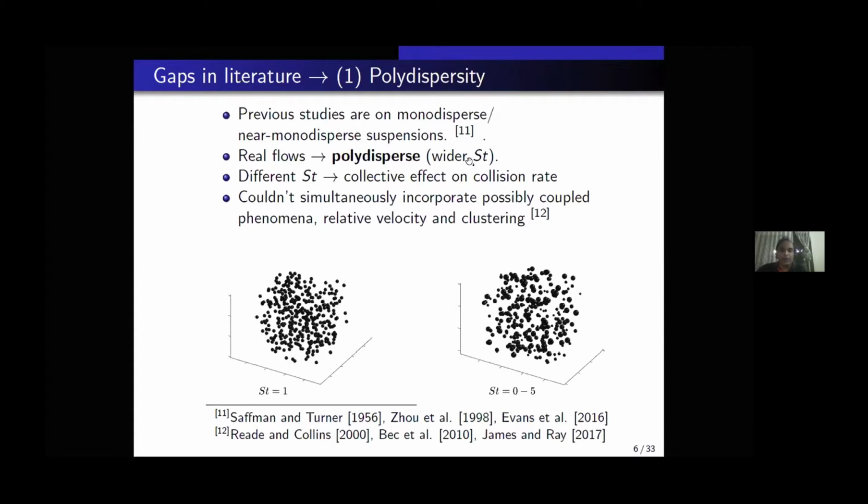Okay, and the second aspect is, while I discussed the clustering and relative velocity as two different mechanisms, it's not obvious that they are in operation independently. There is likelihood that they are coupled, they influence each other. So we are going to look at a scenario where both are present. We are not trying to separate the two effects, but looking at the overall effect on the droplet size growth rates.